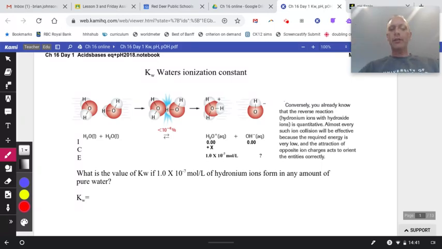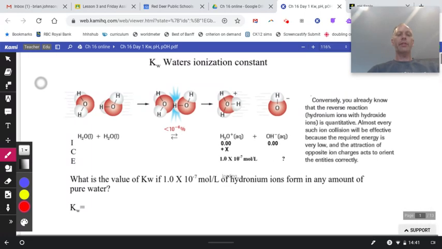On the slide, so in your study guide, we are working on page number 315. Yeah, 315. So you guys know about equilibrium constants. This is a new one for you. It's called Kw. And Kw stands for water's ionization constant.